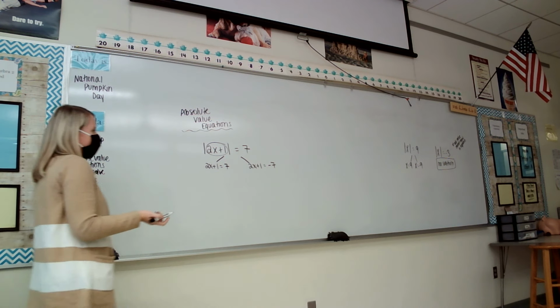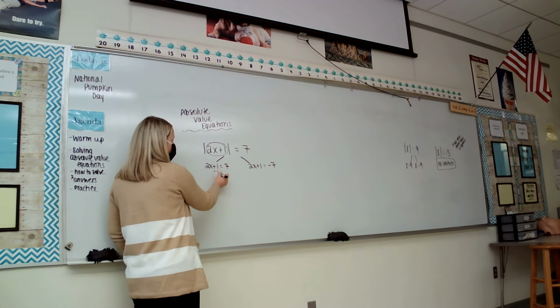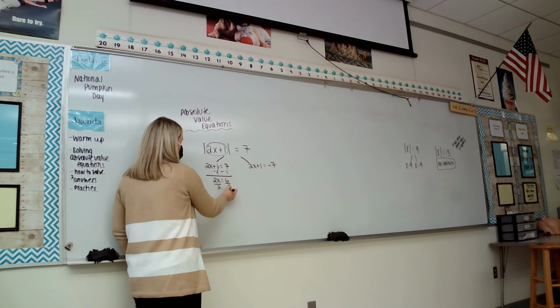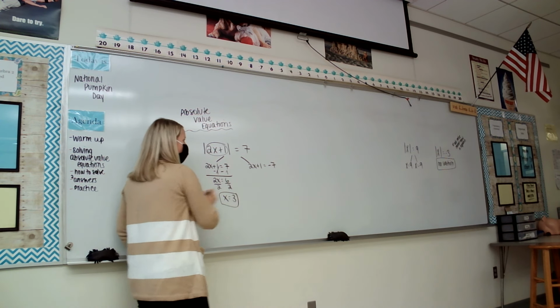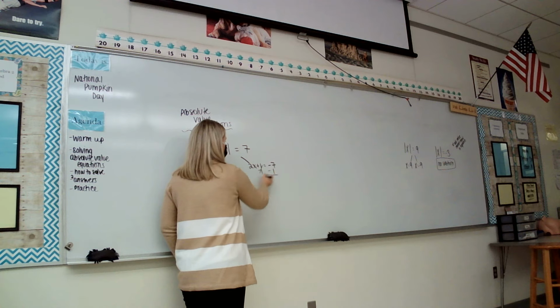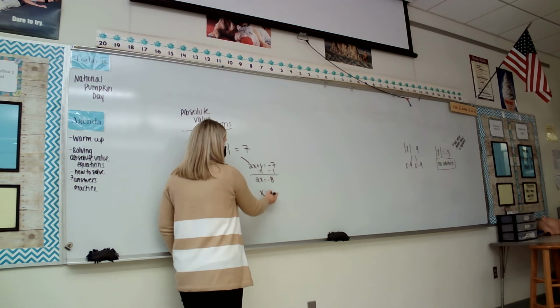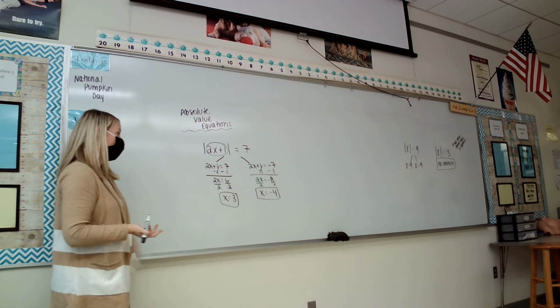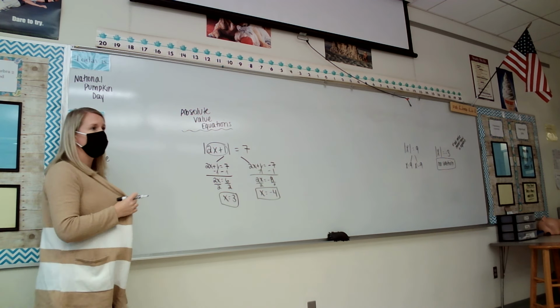So then once you have that set up, you just solve them individually. 2x is going to equal 6. X is going to equal 3. So that's one answer. And then if I subtract 1, 2x is going to equal negative 8. X is going to equal negative 4. So over there, they were kind of the same number, one positive, one negative. That doesn't always have to happen. We got the answer is 3 and negative 4, and that's perfectly fine.